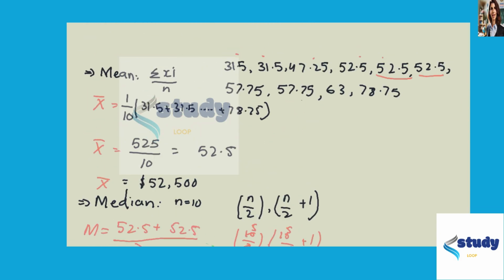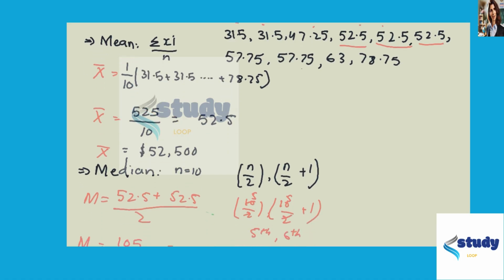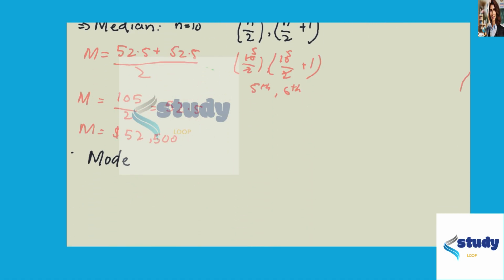Next is the mode. Mode is very easy, that you find the most repeated number. So the most repeated number is 52.5, because it is repeated 3 times. So let's write it that it will also be $52,500.